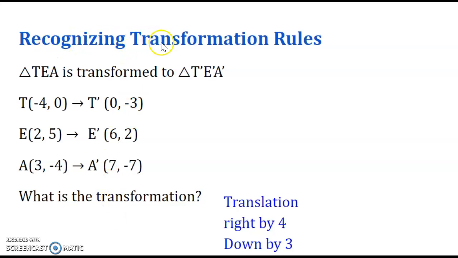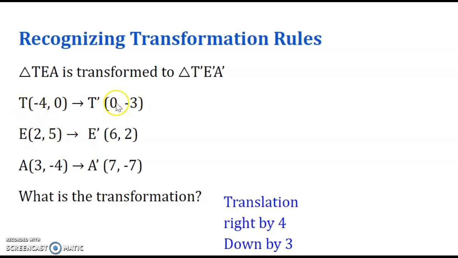So now, recognizing transformation rules. Triangle TEA is transformed to triangle T prime, E prime, A prime. Notice that the prime notation tells you that when you see the one with prime notation, that's the new transformed image. So this is how you tell which one you started off with, which is the one that is new. So then T became T prime 0, negative 3.